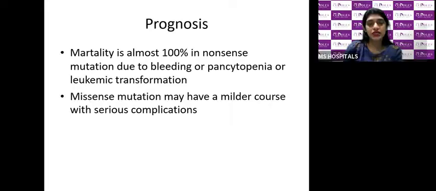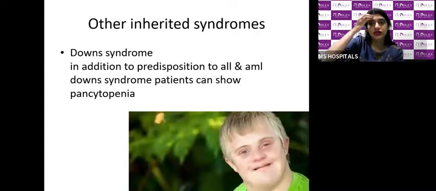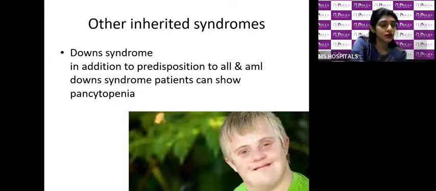Prognosis, mortality is almost 100% in nonsense mutations due to bleeding or pancytopenia or leukemic transformation. Missense mutations may have a milder course with serious complications. So these are all inherited bone marrow failure syndromes. Next, we have other inherited syndromes like Down syndrome.